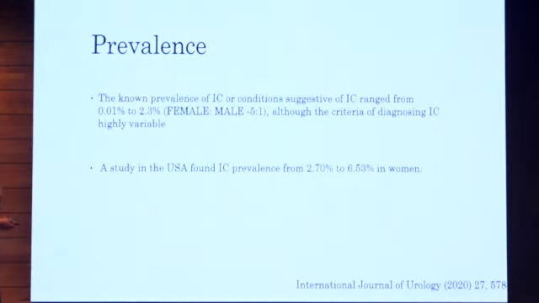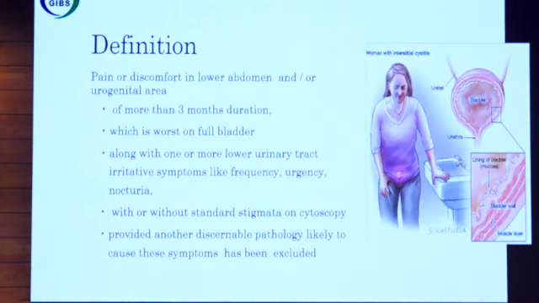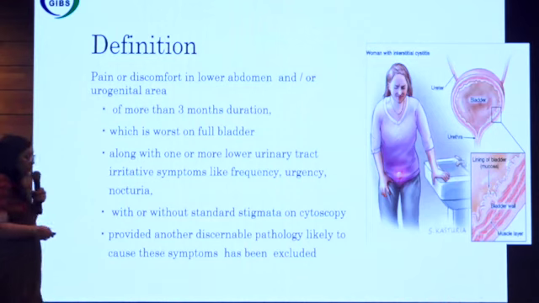We don't know the exact prevalence, especially in India, but it is found more prevalent in females, and the female to male ratio is around 5:1. Now coming to the definition, it's very simple: pain or discomfort in the lower abdomen and/or urogenital area of more than 3 months duration. You can find different durations in different parts of the world, sometimes 6 weeks, sometimes 6 months. We at GIPS decided on 3 months.